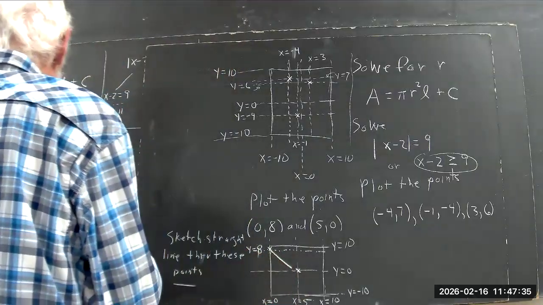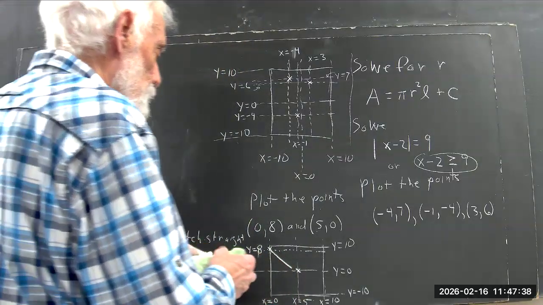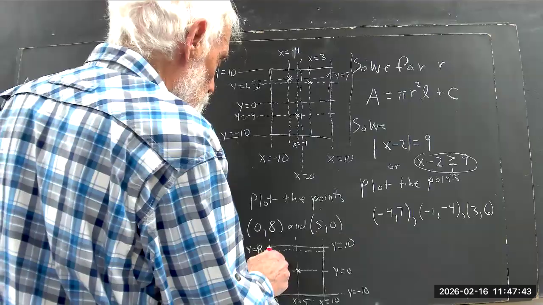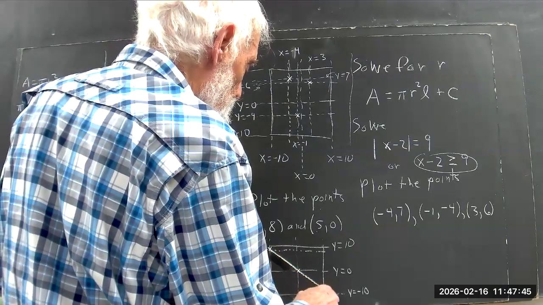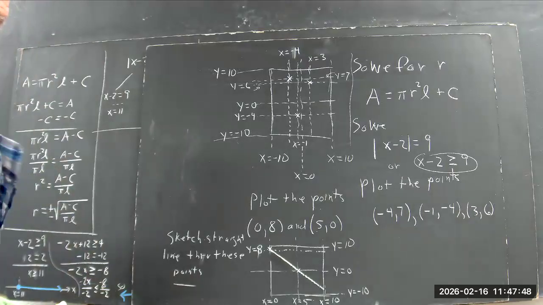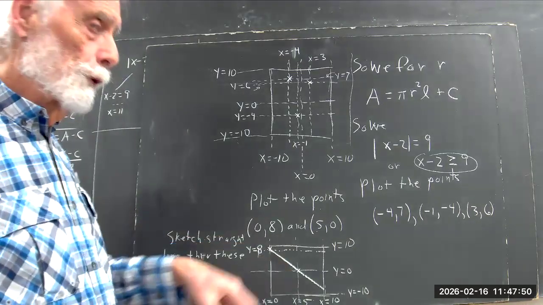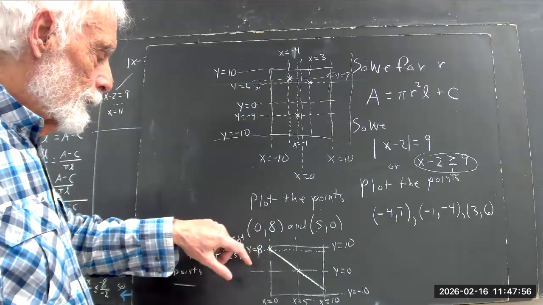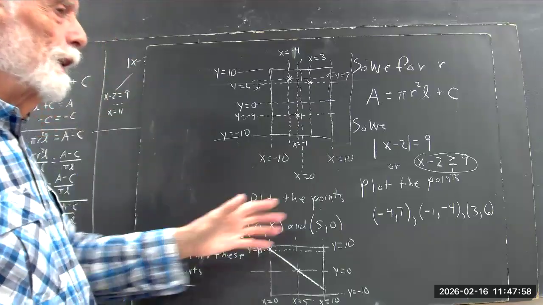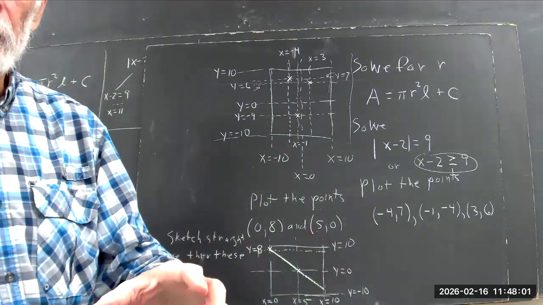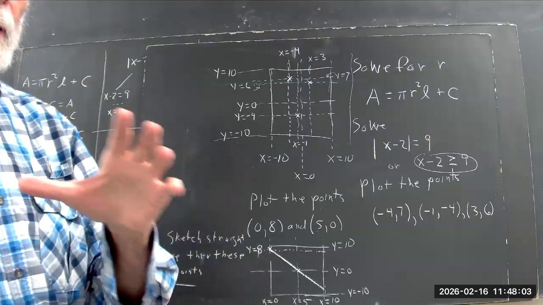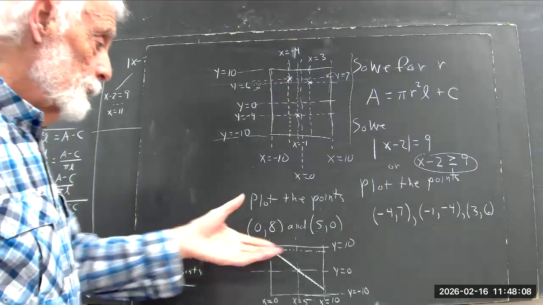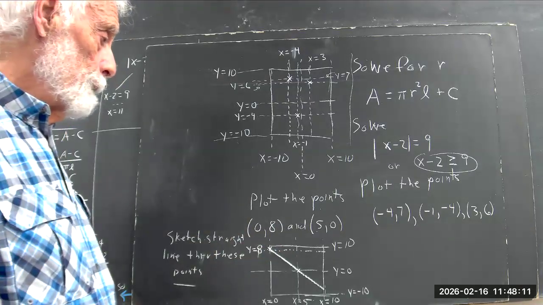Oh, I can't even blame that on the chalk. I don't know why I got that far off. Okay. Now there's a straight line that goes through the points. And I extended the line until it reached a boundary of my rectangle. That's something you kind of want to think in terms of doing.